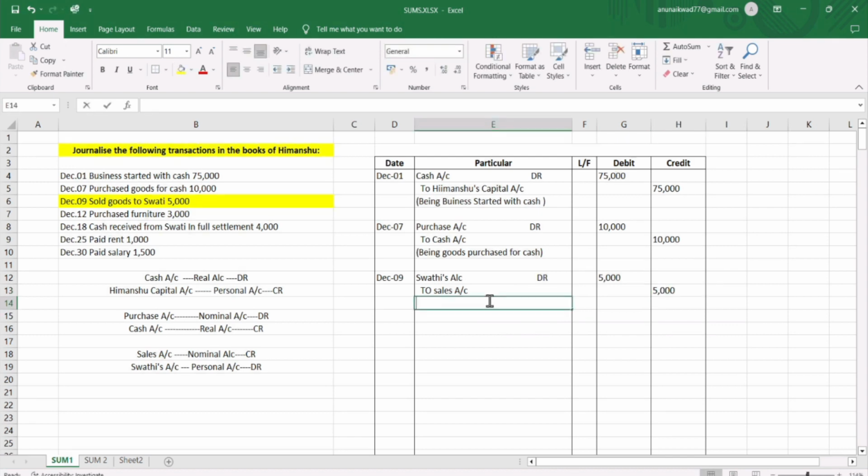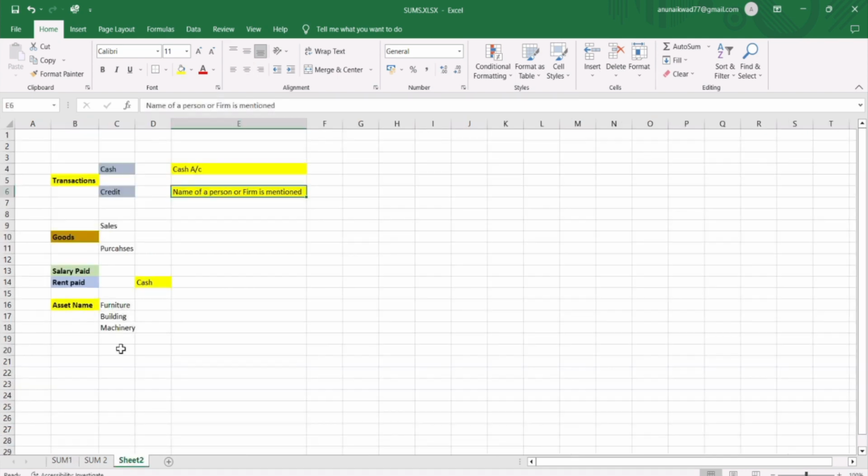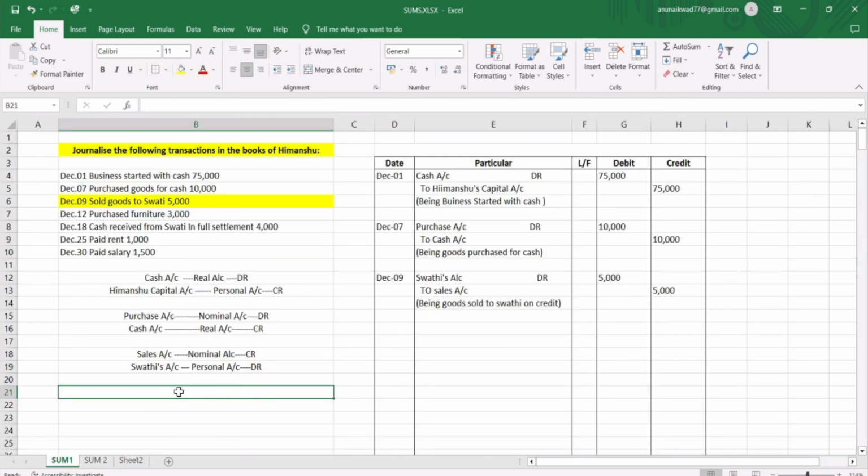So our narration will be same, being goods sold to Swati on credit. Next, purchased furniture rupees 3,000. Here it is very clear we are purchasing, and we are purchasing an asset. So we just saw that when the asset name is given, we have to consider the asset name only. So furniture account comes into consideration. Purchased furniture it is given, so it is very clear that it is purchased for cash, like we have paid rent, paid salary.